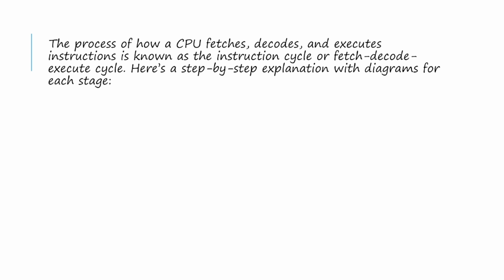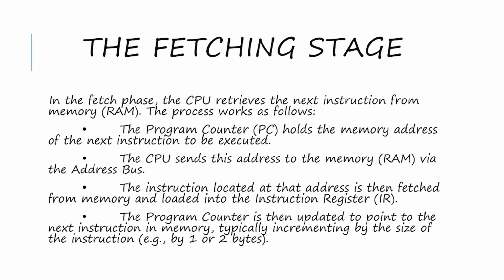The process of how a CPU fetches, decodes, and executes instructions is known as the instruction cycle or fetch, decode, execute cycle. Here is a step-by-step explanation with diagrams for each stage. The fetching stage. In the fetching phase, the CPU retrieves the next instruction from memory, that is the RAM, also known as the random access memory. The process works as follows.